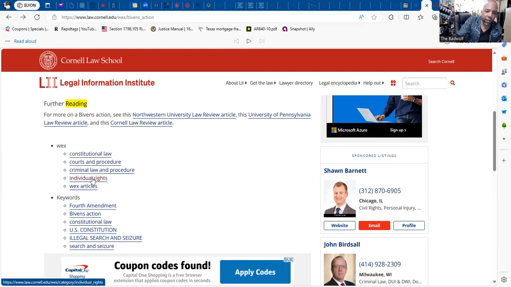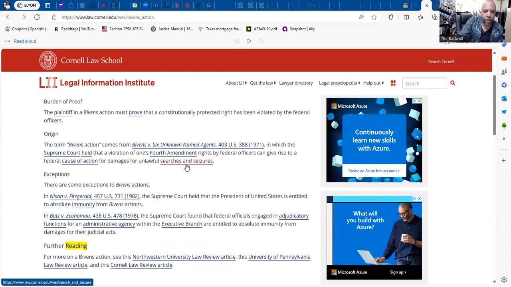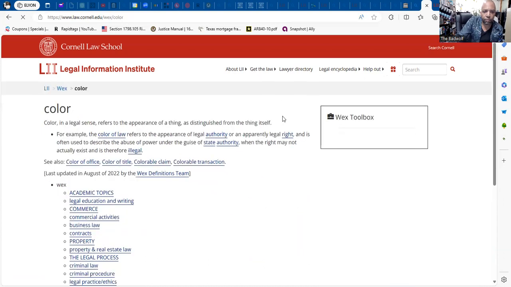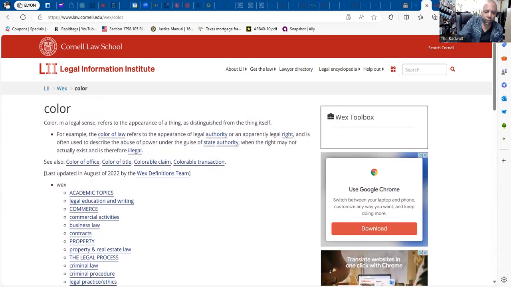Look, you also then have individual rights, illegal searches and seizures. It's all right here. Everything that you need to know, it's all right here. That's it, guys. Bivens action. You can take them to court and sue them using that as a reference. Remember, you're suing them typically under deprivation of rights.